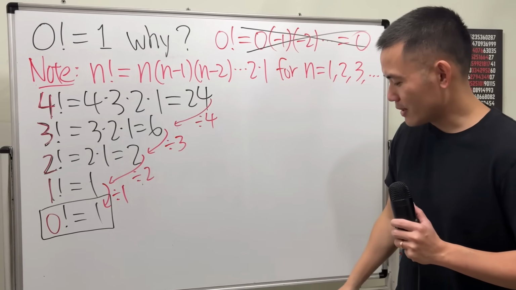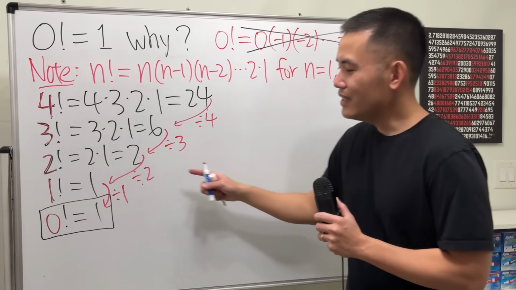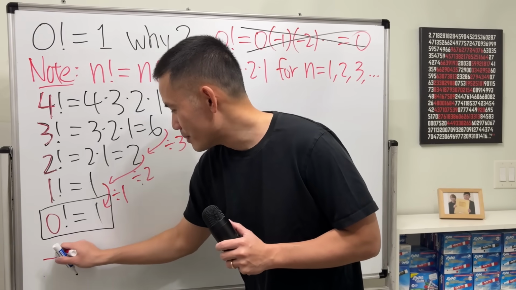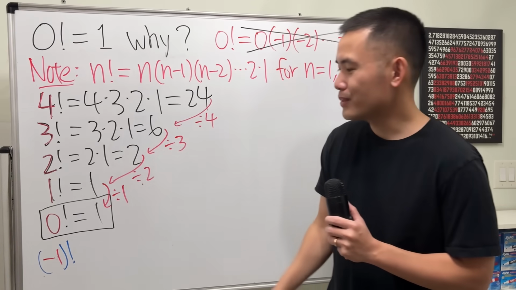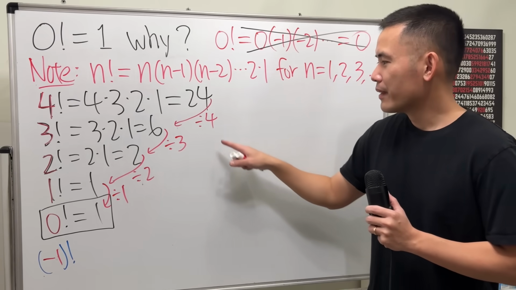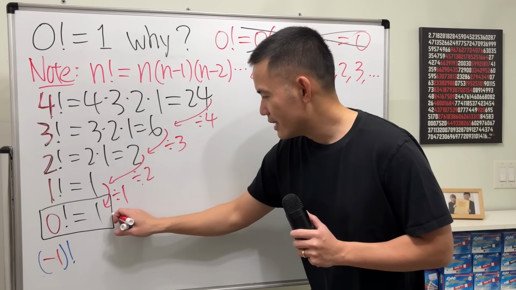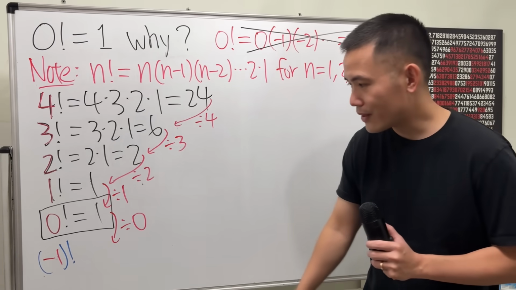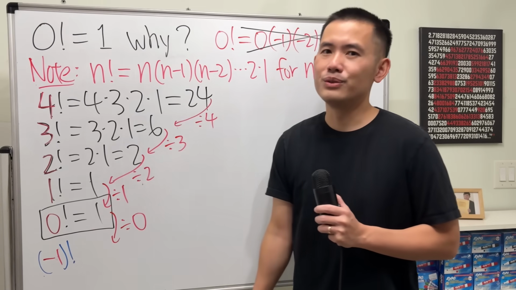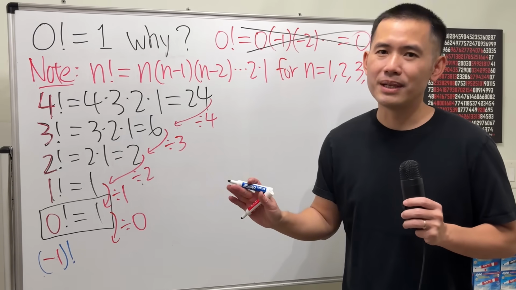I really like this explanation because we can actually continue. If you continue, you will be talking about negative 1 factorial. We do have negative numbers, but let's see though. Divided by 4, 3, 2, 1, what's next though? That will be dividing by 0, isn't it? However, what is 1 divided by 0? Uh-oh, we have some trouble now. We cannot divide it by 0.